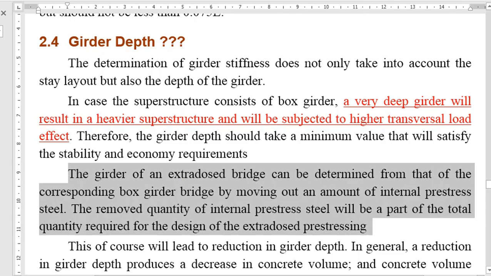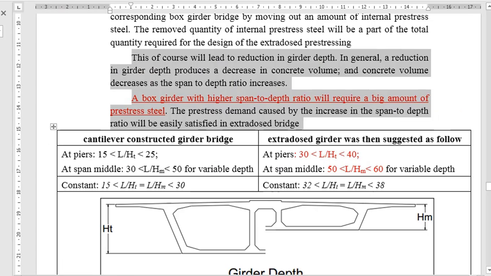The girder of an extradosed bridge can be determined from that of the corresponding box girder bridge by moving out an amount of internal pre-stressed steel. The removed quantity of internal pre-stressed steel will be a part of the total quantity required for the design of the extradosed pre-stressing. This of course will lead to reduction in girder depth.